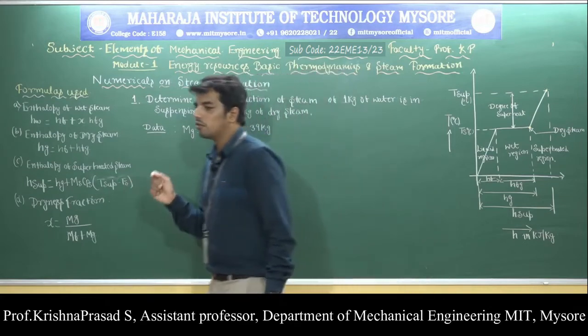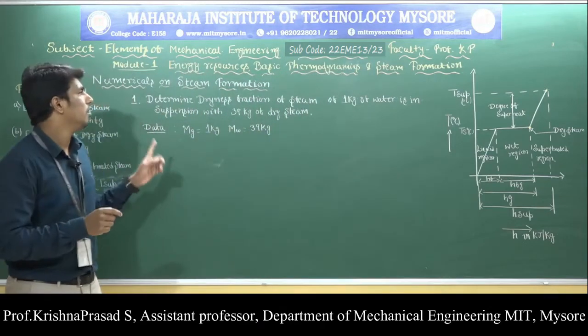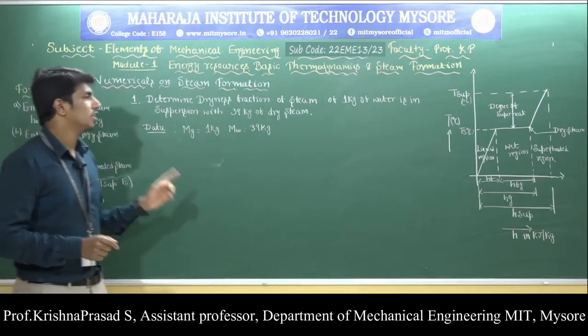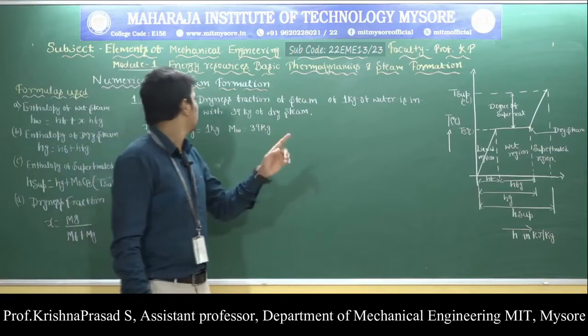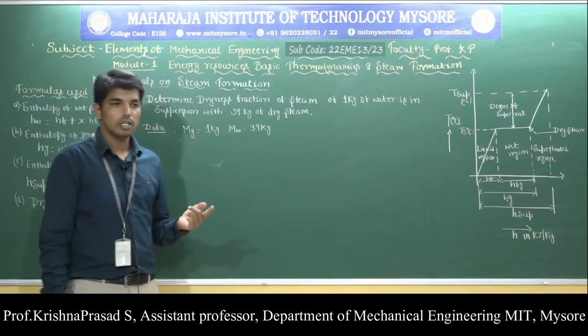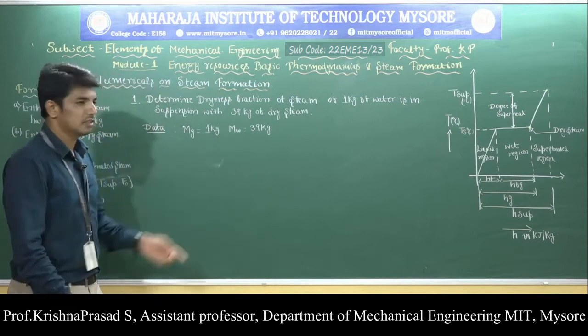So next we are moving on to the very first problem regarding steam formation. Determine the dryness fraction of steam if 1 kg of water is in suspension with 39 kg of dry steam. So here we need to find out the dryness fraction.